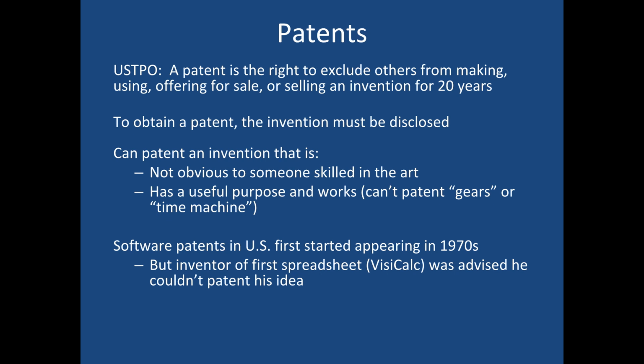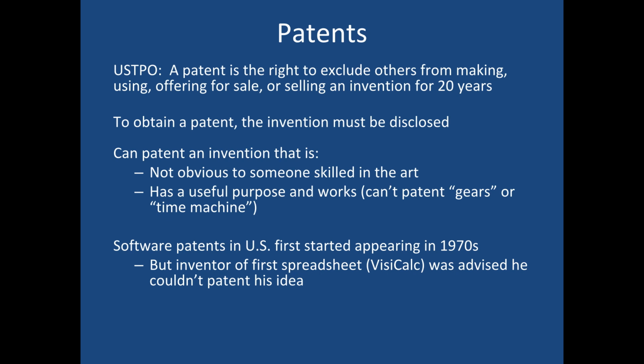You can patent an invention that is not obvious to someone skilled in the art. That's the legal definition. So the usual argument would be, well, it's not obvious because no one ever thought of it before. And anything you patent has to have a useful purpose and it has to work. So you can't patent gears. You can patent uses of gears. A gear by itself does nothing, but you can patent ways in which gears can be used. And you can't patent a time machine unless you actually have created a time machine. So it has to be something that works.